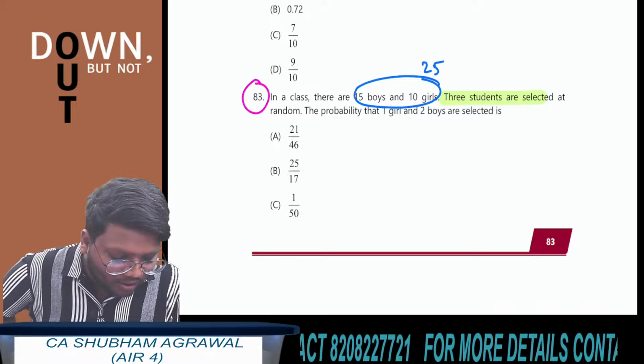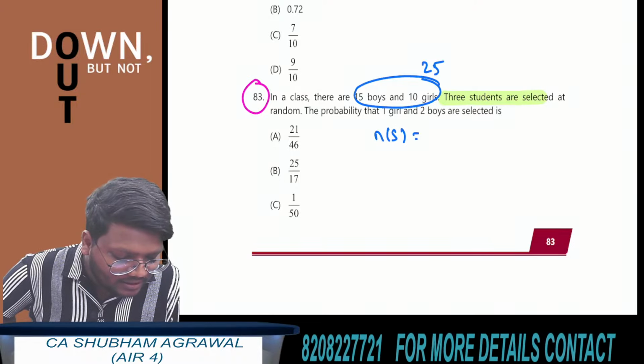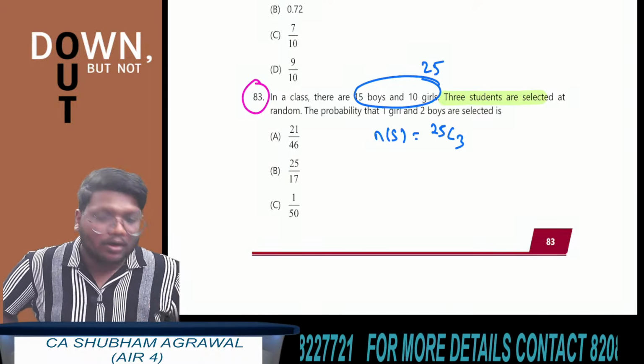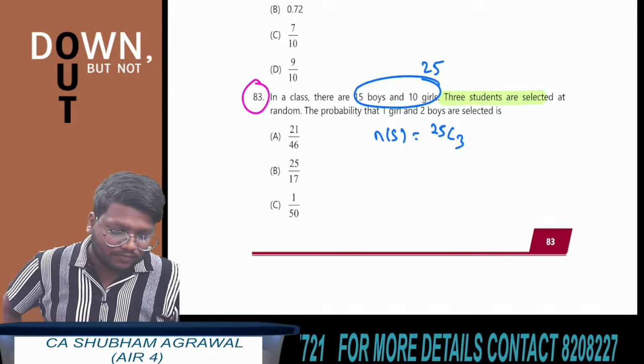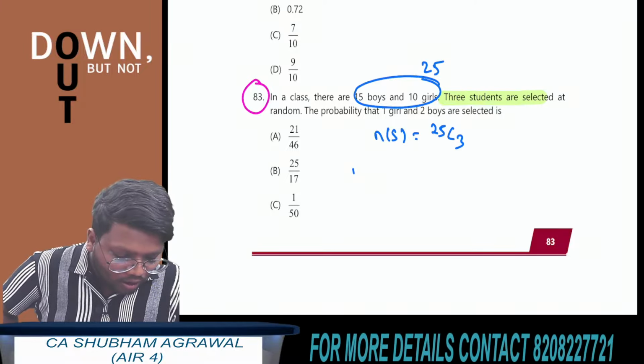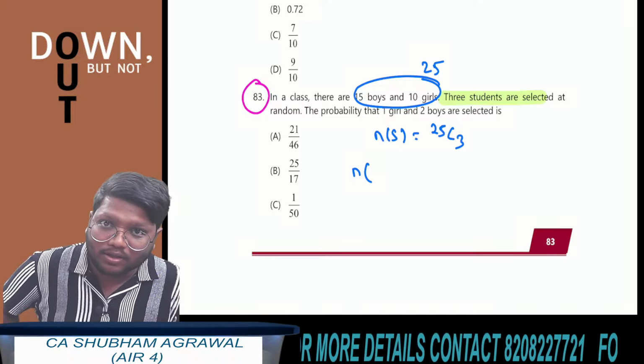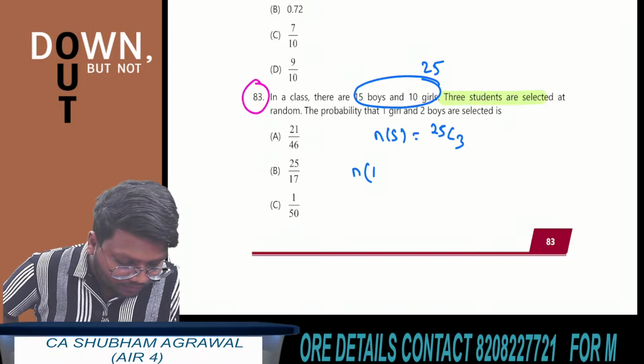So total number of outcomes is 25C3. Okay. Now, how to find favorable outcome here? Okay, how to find favorable outcome?